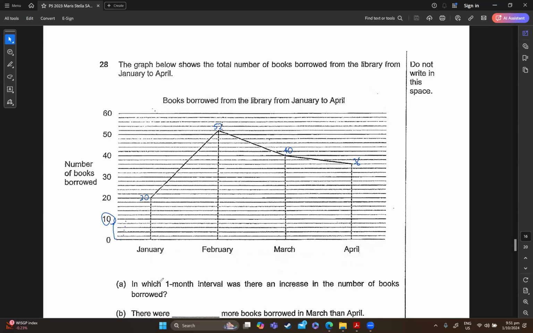Part A, in which 1 month interval was there an increase in the number of books borrowed? Clearly it's from January to February because from 20 it jumped up to 52, 32 more. So write down January and February. There were how many more books borrowed in March than April? Simply do subtraction, 40 minus 36. You will get 4.